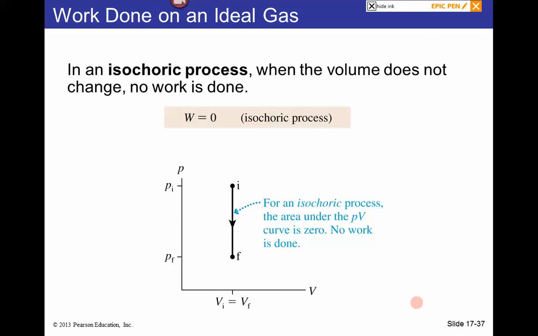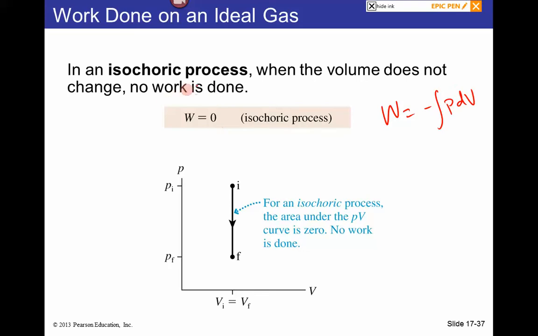Okay, so in the previous video we saw what work is, and now let's try to find the work done by or on an ideal gas. Remember there are three processes that we are interested in. One is the isochoric process. In an isochoric process, the volume doesn't change, right? So then, if you remember, work is minus the integral of P dV.